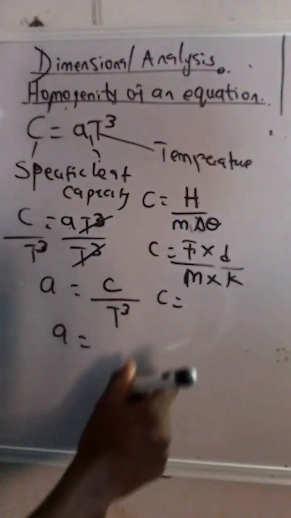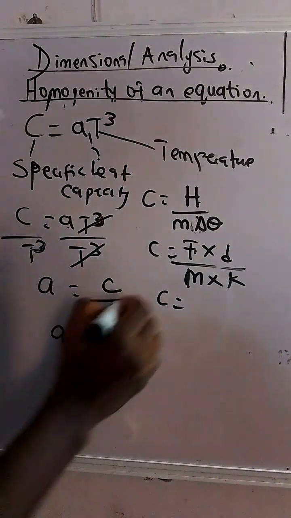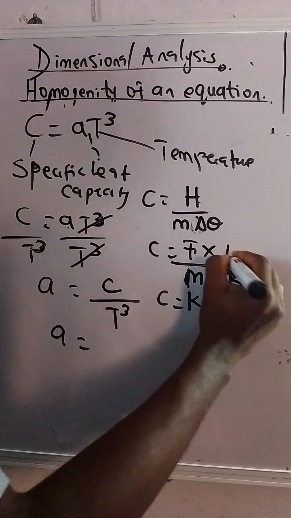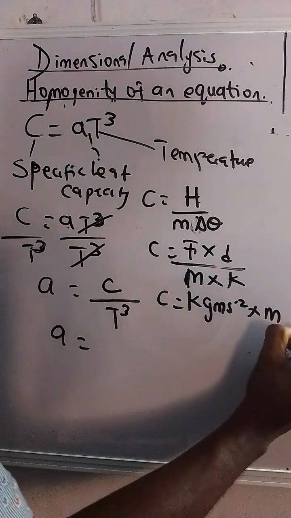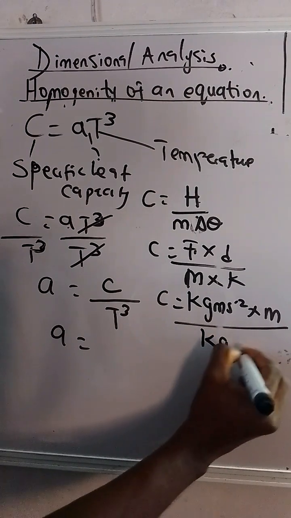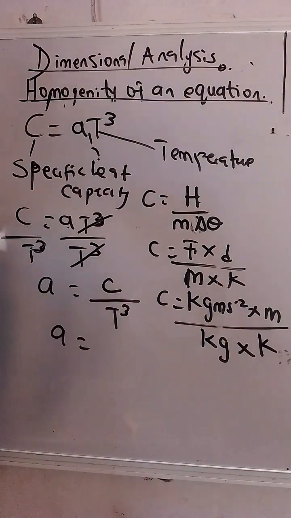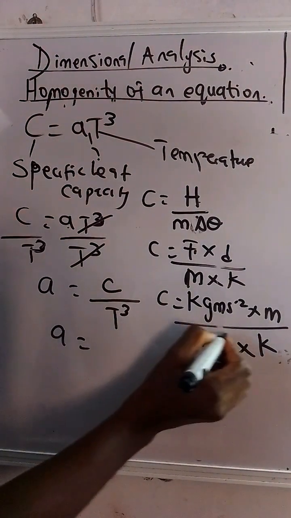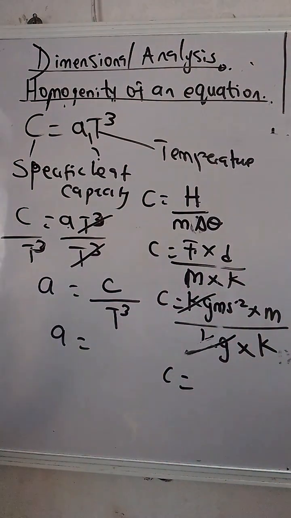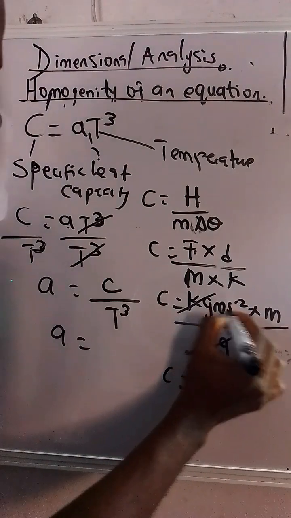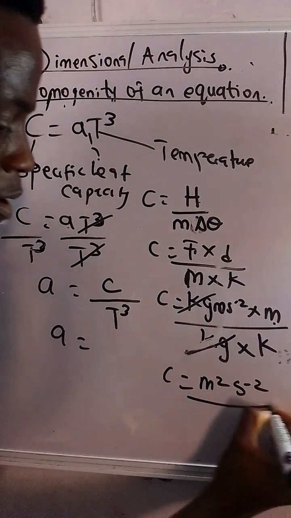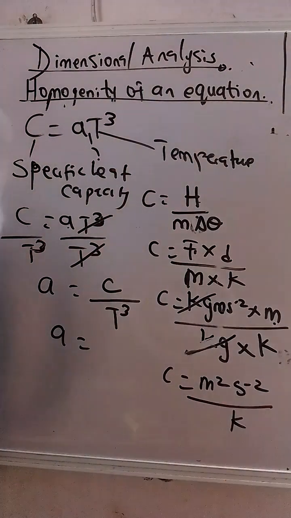What is the unit of force? If you can remember from our last video, the unit of force is kilogram meter per second square, times the unit for distance, that's meter, over the unit for mass, which is kilogram, times Kelvin, right? That means I can divide this one. I can say that kilogram cancels kilogram. So what do I have left? I have meter times meter, which is meter square per second square, over Kelvin.